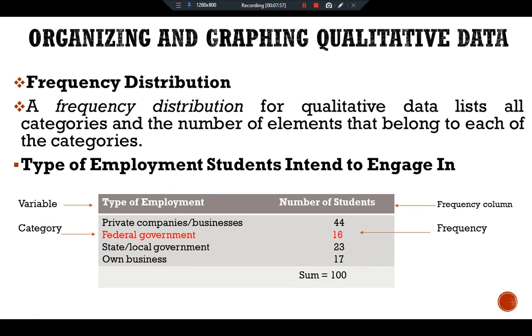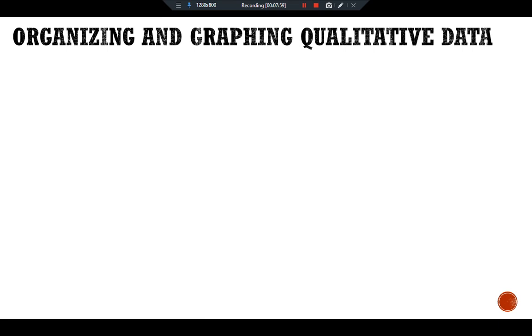Okay, let's see another example for the frequency distribution of a qualitative data set. Here we have a sample of 30 employees from a large company.